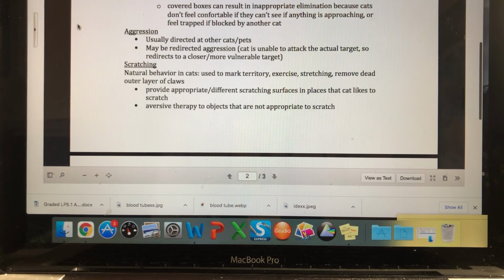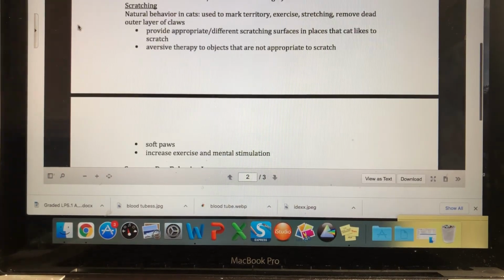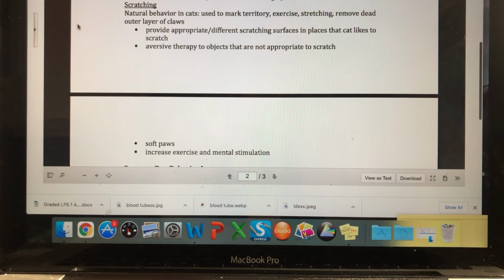I can also use aversive therapy. So I can associate a bad stimulus with an object I don't want them scratching. So I can spray bad smells or really perfumey perfumes on my bed, and then the cat won't want to go scratching on those things because they smell so terrible. There are also some pheromones available that you can spray on things as well that will stop them from scratching certain objects too. So that's an option too.